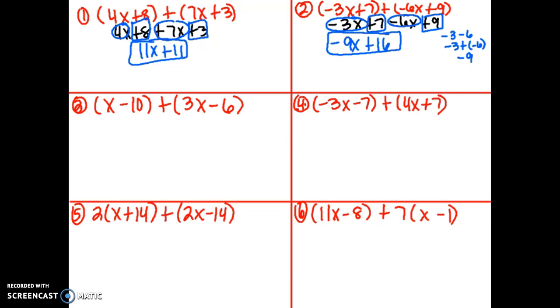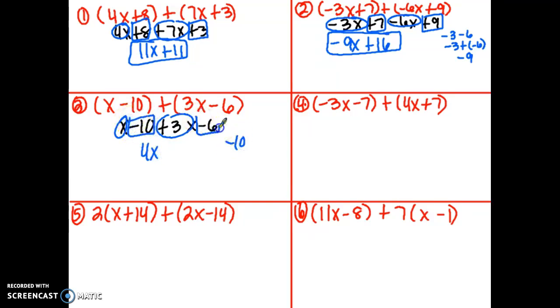For number 3, there's nothing that I can distribute. So I have x minus 10. And then I have 3x minus 6. Once you get rid of your parentheses, you combine like terms. X plus 3x is 4x.